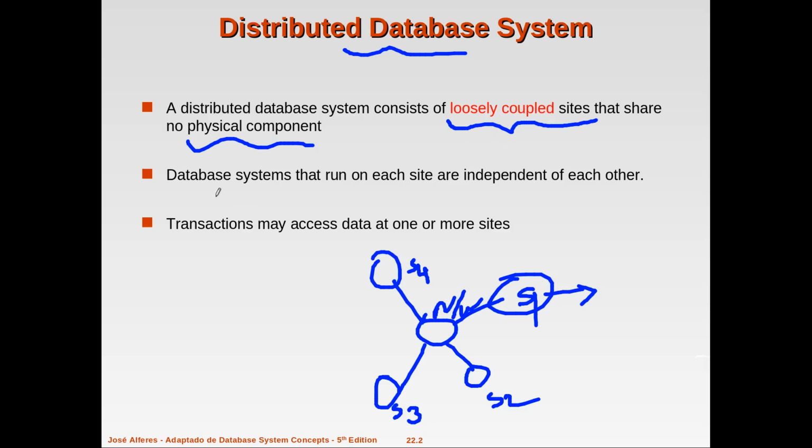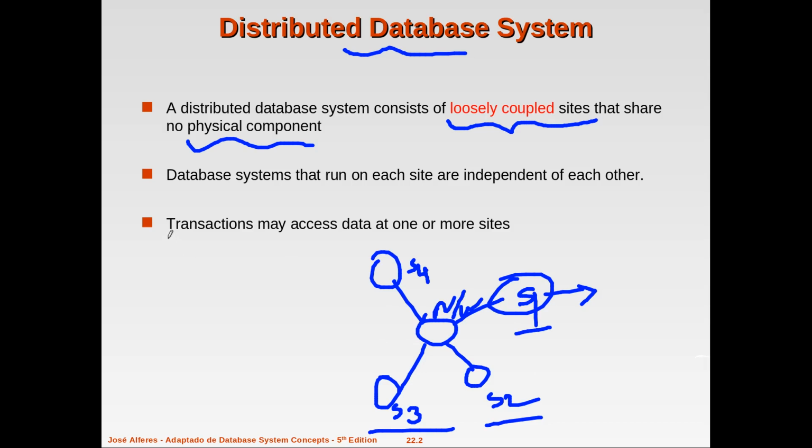Now, as I was mentioning, the database systems that run on each site are independent of each other. So site 1, site 2, site 3, every site will have its own database system, and they will be running locally, acting as independent database systems on each of these independent sites.